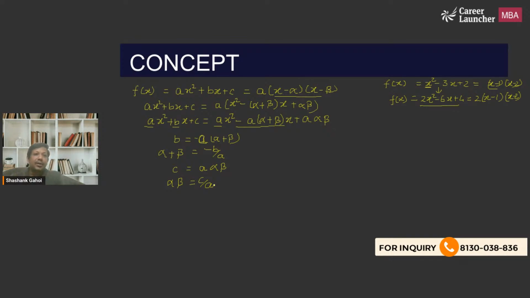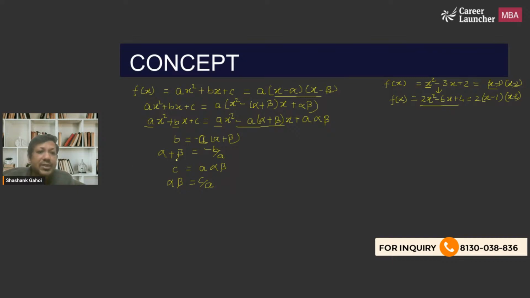Now what is a? A is the coefficient of highest power, that is coefficient of x square. What is b? B is the coefficient of x, or coefficient of second highest power. What is c? C is the constant term or the coefficient of third highest power. So that's how we are going to define a, b and c. So sum of the roots is defined as minus times coefficient of second highest power upon coefficient of highest power. Product of roots is defined as the coefficient of third highest power upon coefficient of highest power.